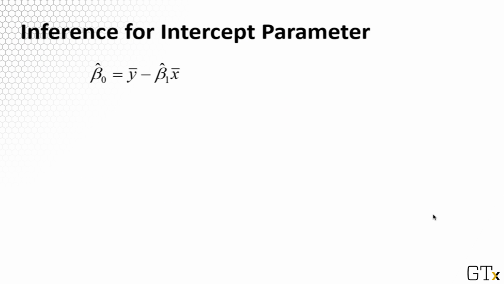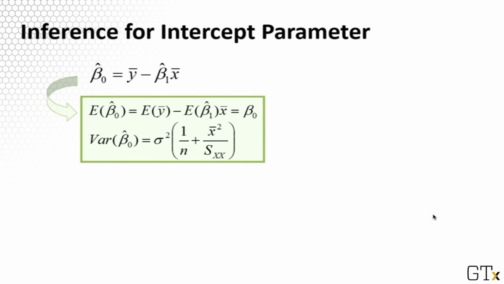The inference for the intercept parameter is going to be similar to the inference for the slope parameter. Beta 0 hat is also a linear combination of random variables, a linear combination of y's. We can derive similarly that the expectation of this estimator is equal to the true parameter. Thus, beta 0 hat is an unbiased estimator of beta 0, and the variance of this estimator is on the slide.